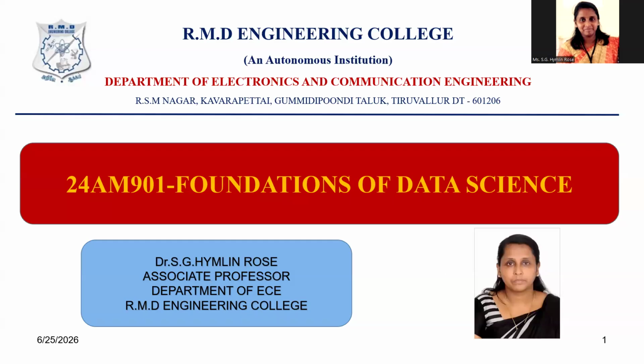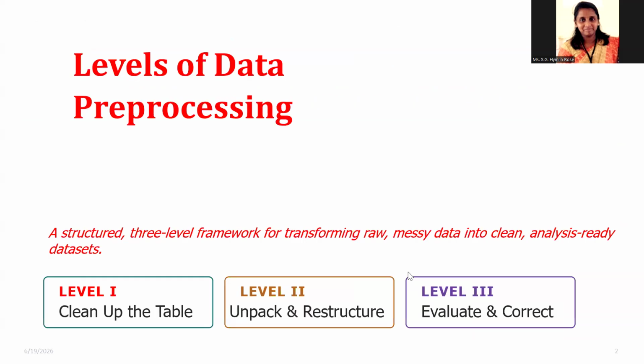Good day to all. Today we will discuss the levels of data pre-processing in the subject Foundations of Data Science. So why does data pre-processing need levels? Raw data collected from surveys, sensors, transactional systems or web sources is almost never ready for direct analysis. It typically contains errors, inconsistencies, gaps and structural problems that can silently distort your statistical results and machine learning models if left unaddressed.